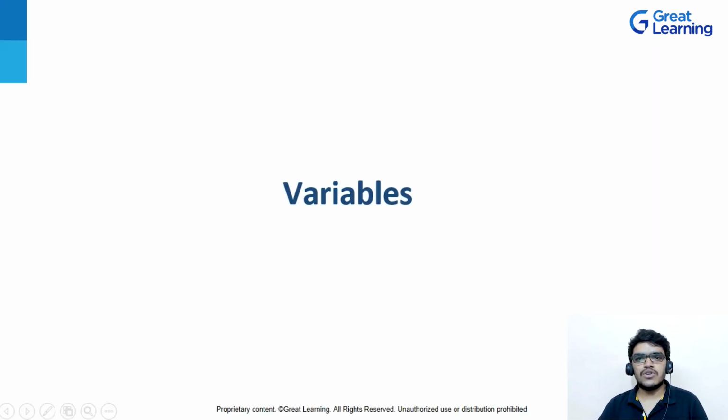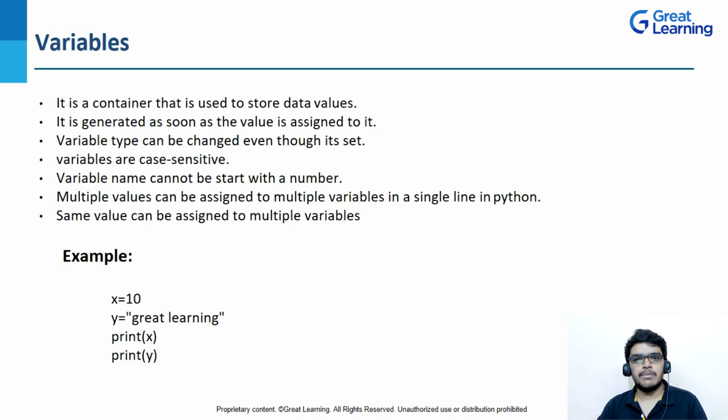So after seeing the installation of Jupyter Notebook, we will see what are variables. So variables are nothing but a container that is used to store data values. So how to create a variable? A variable is generated as soon as a value is assigned to it. Now, the next point we are having is that variable type can be changed even after it's set. So let's suppose you have created a variable and it's of integer data type, but you can change it to string data type, right? Next point we are having is variables are case sensitive. So that means uppercase letters and lowercase letters will be treated as different.